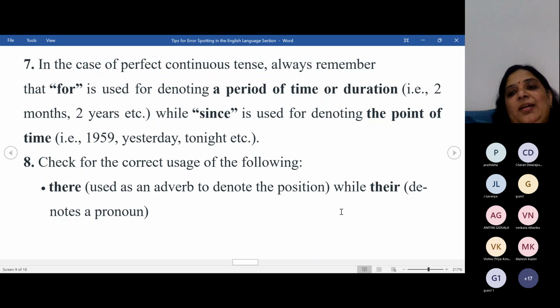THERE and THEIR. This is a possessive pronoun and this is the adverb that denotes place. My book is there means THERE. This is their book, so it's somebody's book. So again it tells you about the possessiveness, right?